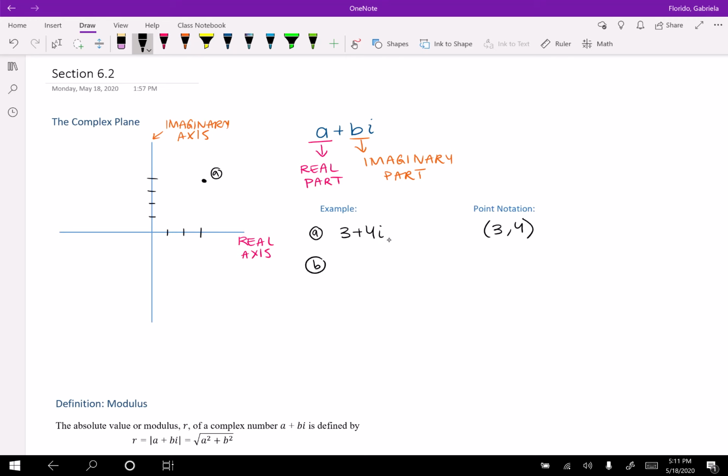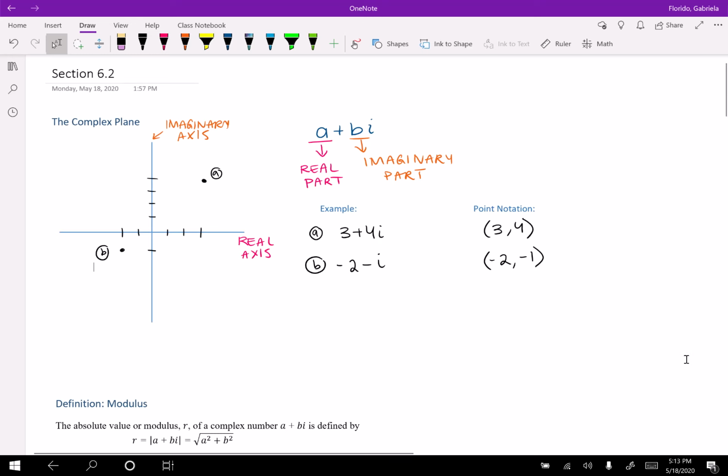The other example is negative 2 minus i. I'm going to put it in point notation. My real part is negative 2, and my imaginary part is negative 1. When I plot it, my real part is negative 2, so it's going to be on the left-hand side, and my imaginary part is negative 1, which is going to be below the real axis. So hopefully you realize that it's very similar to plotting points in a Cartesian plane, except we have a real and imaginary axis in this case.